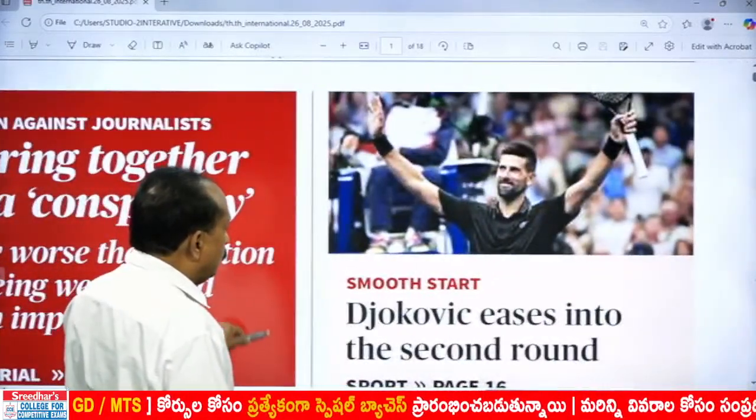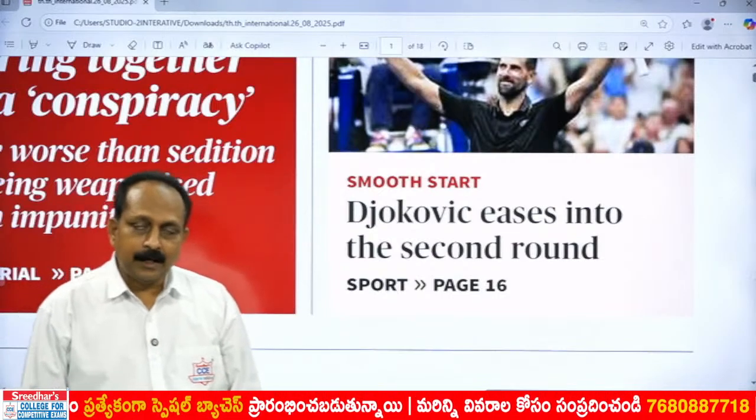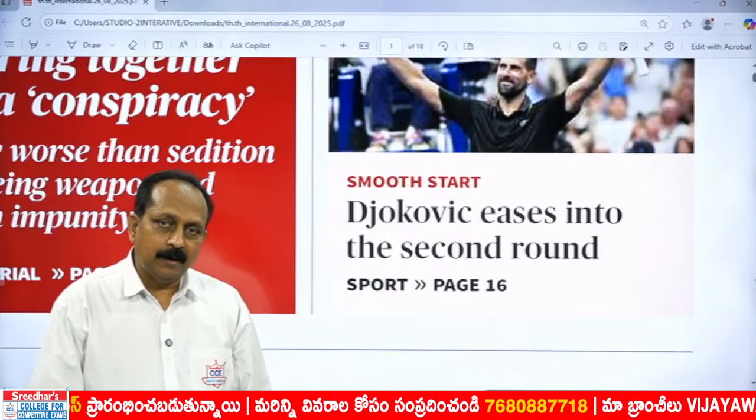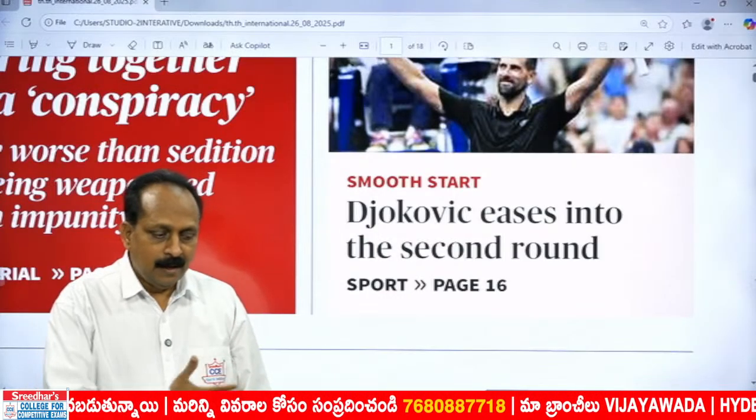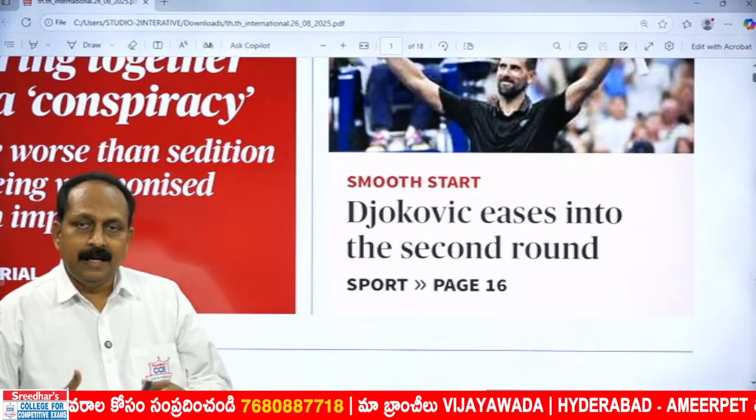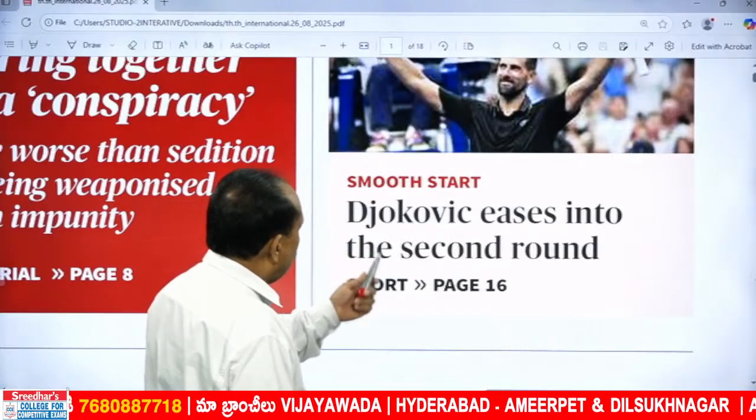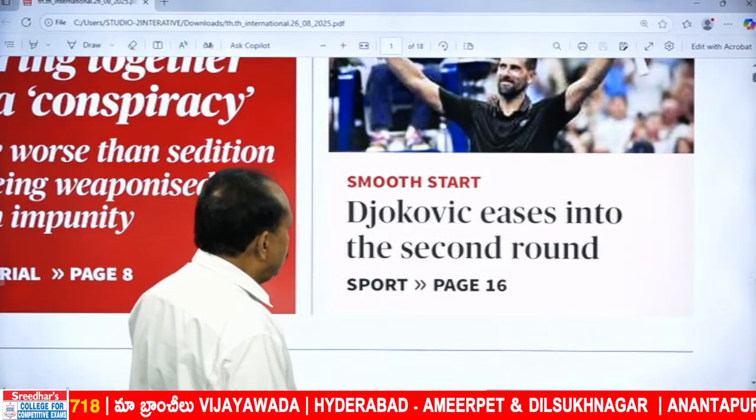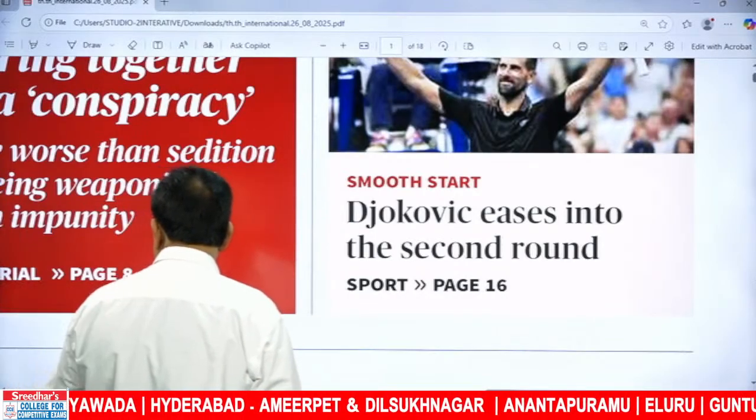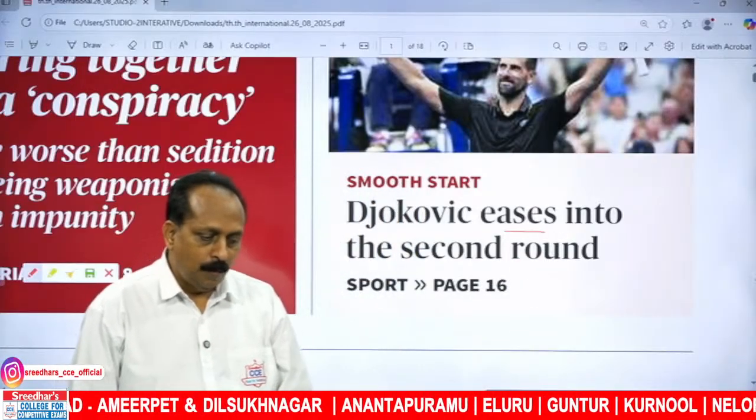Coming to the next one, you can make out the famous tennis player, the one with the maximum number of Grand Slam titles, and in second position Nadal, third Roger Federer. Djokovic is the number one. Once he was number one, but still he is the one with the maximum number of Grand Slam titles. Smooth start: Djokovic eases into the second round. There's one important word here, eases. This is about the US Open.